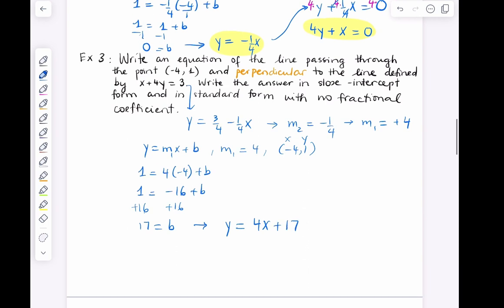Now we convert to the standard form. All we have to do is just move the x term over. So that will be y minus 4x is equal to 17. And there you have the slope-intercept form and the standard form.